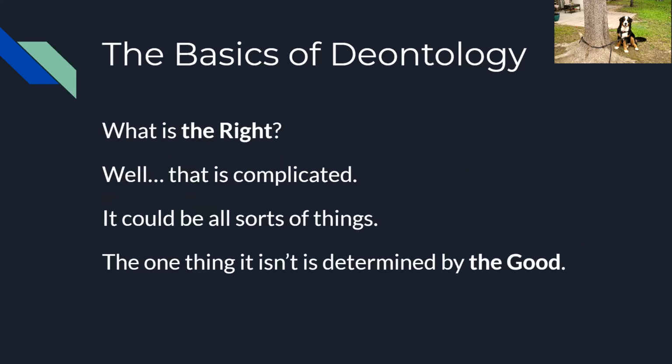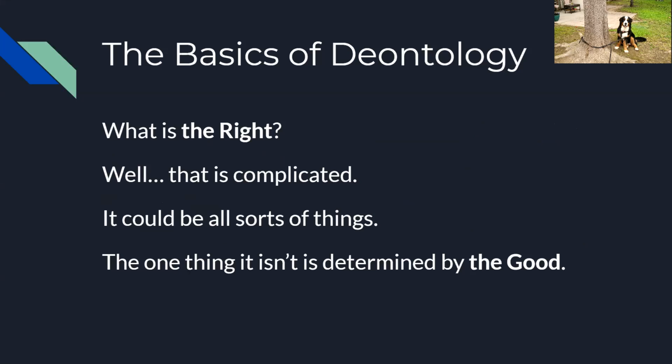So what is the right? Like, what is it for something to be morally right or wrong? It could be all sorts of things. On the deontological point of view, at least initially, though, the one thing that we can be sure of is that it isn't determined by the good.